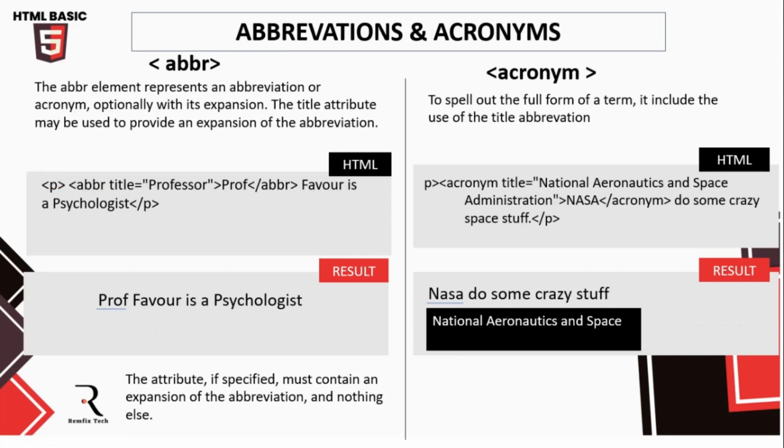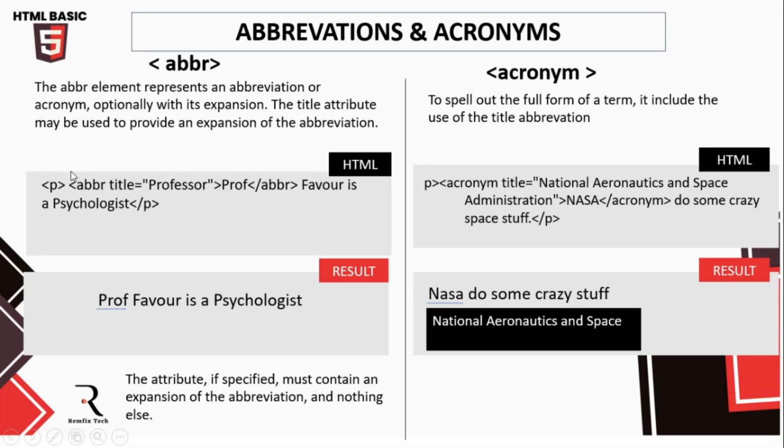Alright, so let's go to another text formatting. We also have abbreviations and acronyms, and abbreviations are represented by the tag ABBR. The ABBR represents an abbreviation or acronym, optionally with its expansion. The title attribute may be used to provide an expansion of the abbreviation. So I have an example here of the snippet of code.